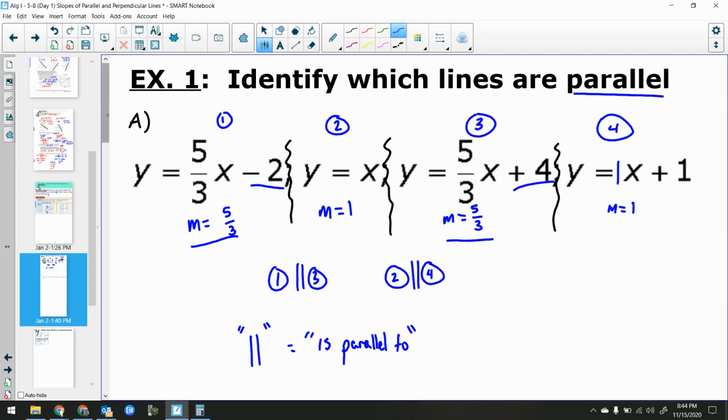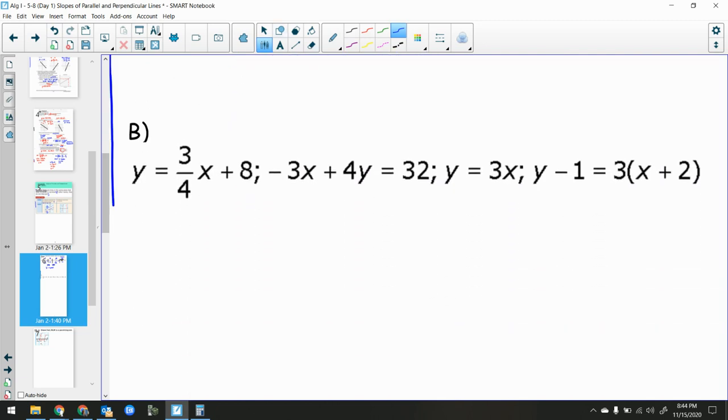Pause and try this one on your own. Again, I'm going to partition them off like this. Those semicolons there are just making sure that you see the difference, because it's kind of cluttering it all together. All right, so for this one here, again, we're going to name this one equation 1, equation 2, equation 3, equation 4. So for equation 1 here, the slope is 3/4.